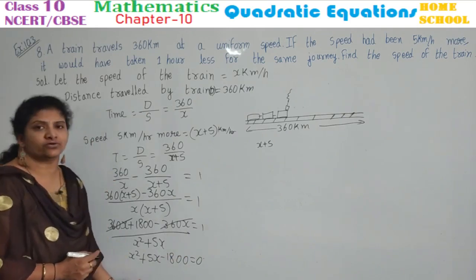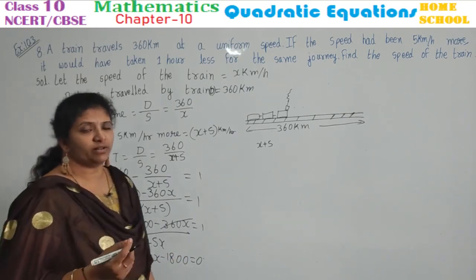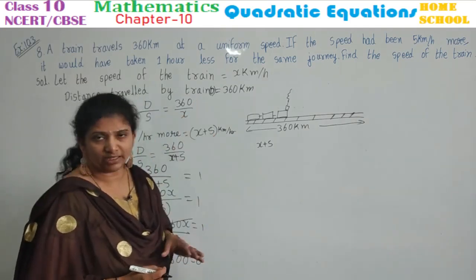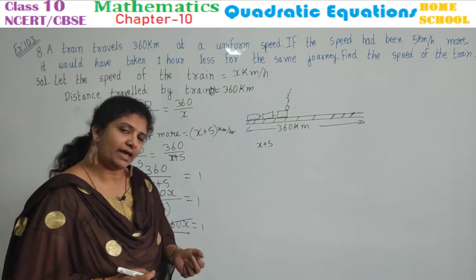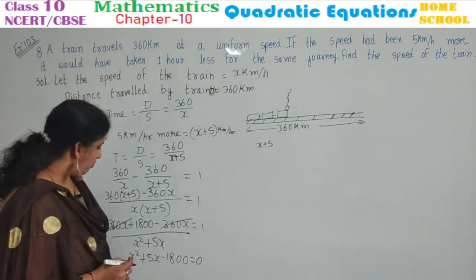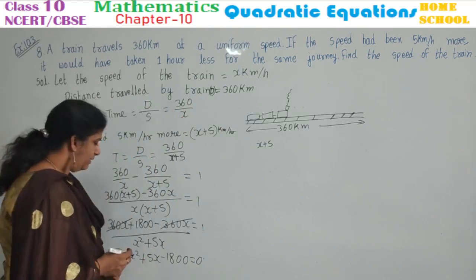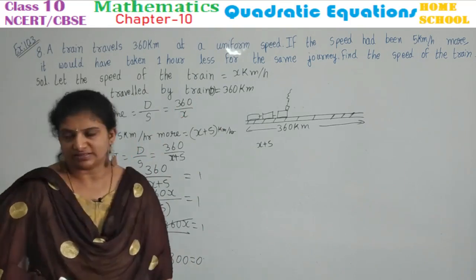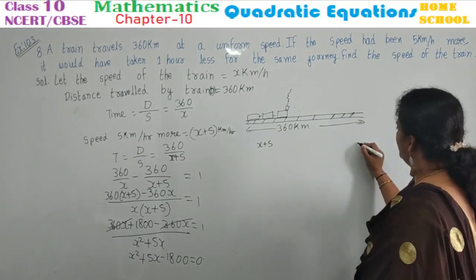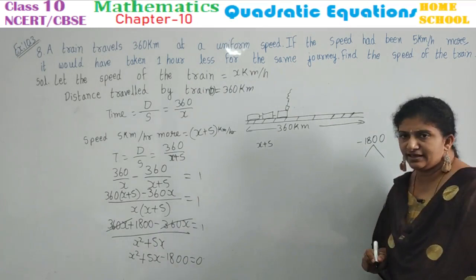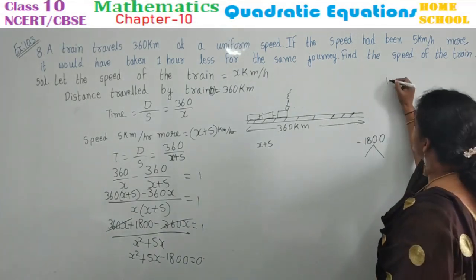We need to find the roots. Whichever method you are comfortable with, you can go with that method. They did not say to solve with this method only. You can go with any of your choice. 1 into 1800 is 1800. Plus into minus is minus. Let me continue our problem here. Minus 1800. What are the factors here? How to find factors? Do the LCM.